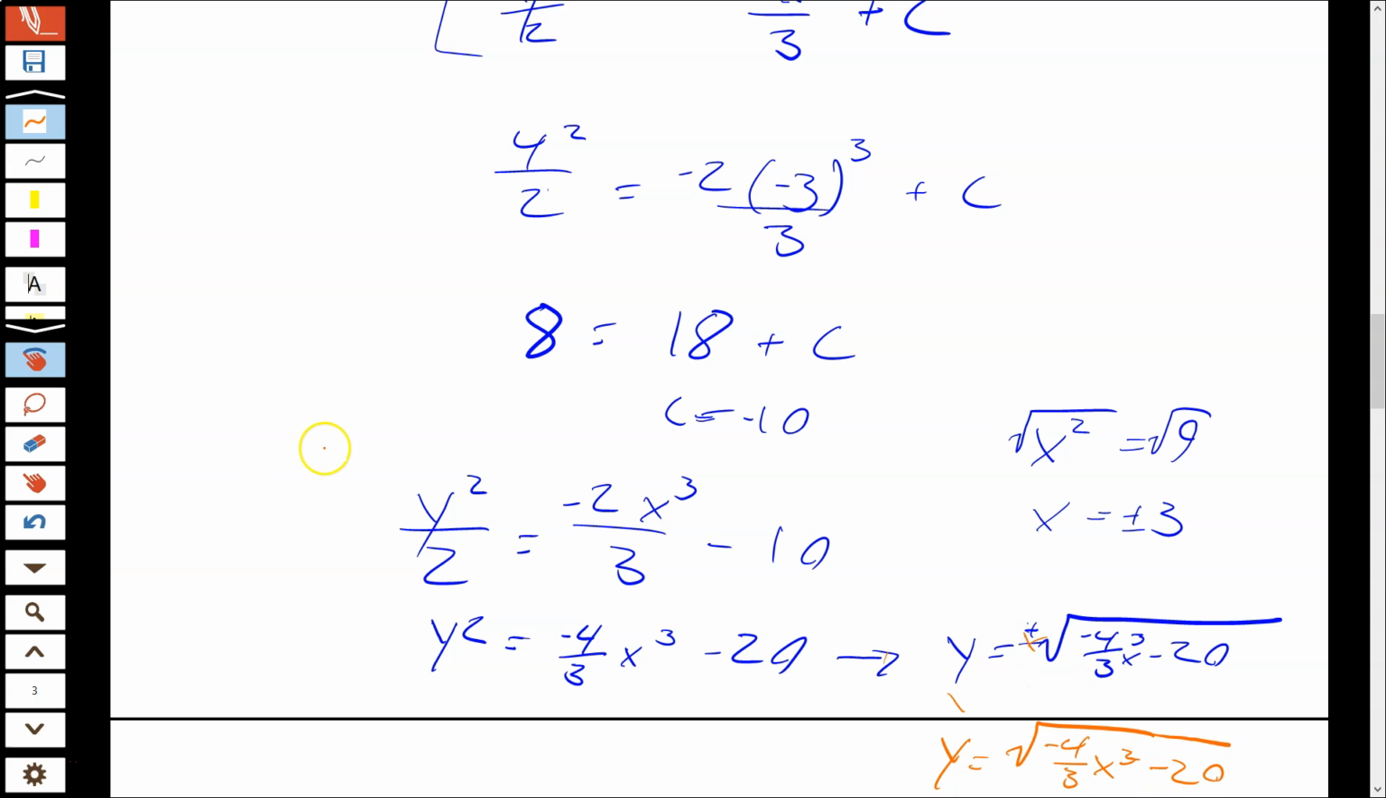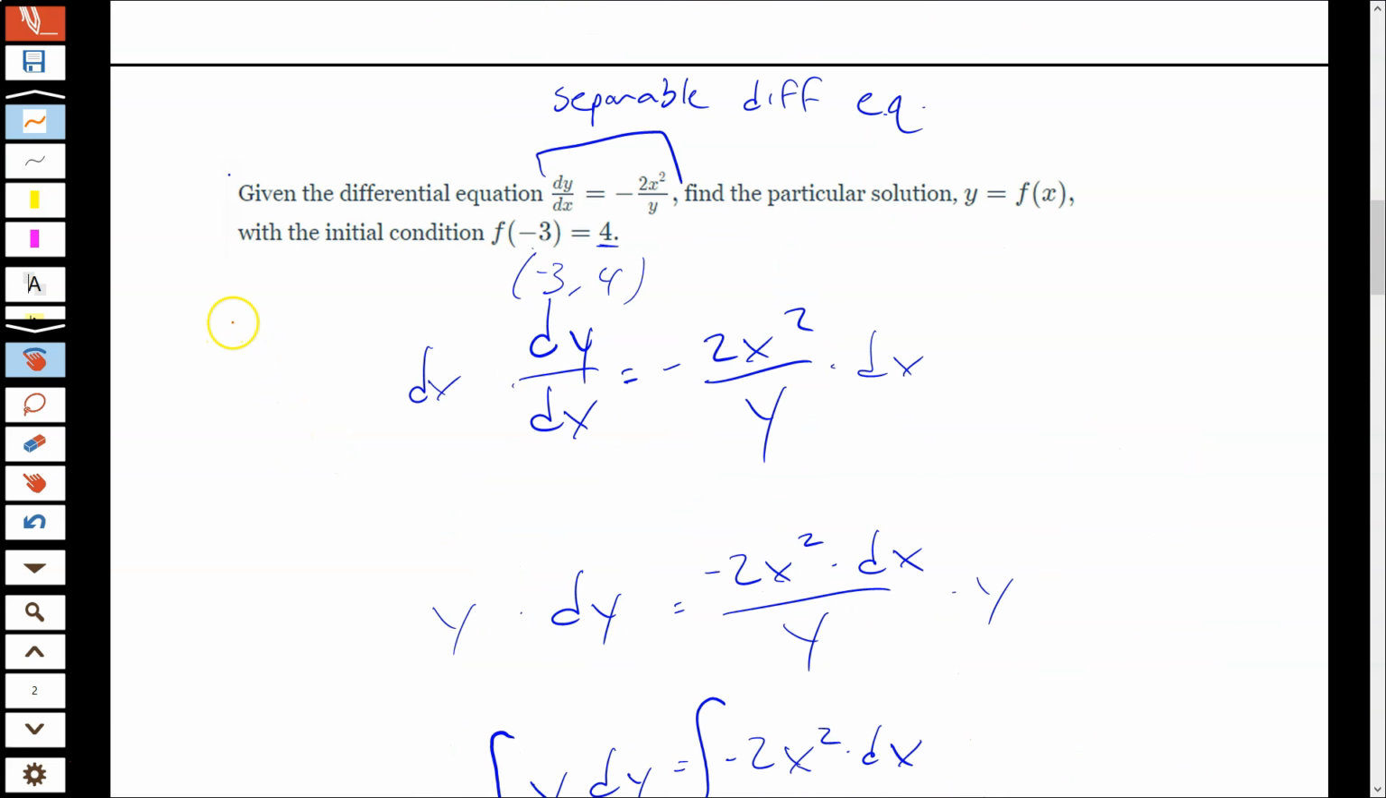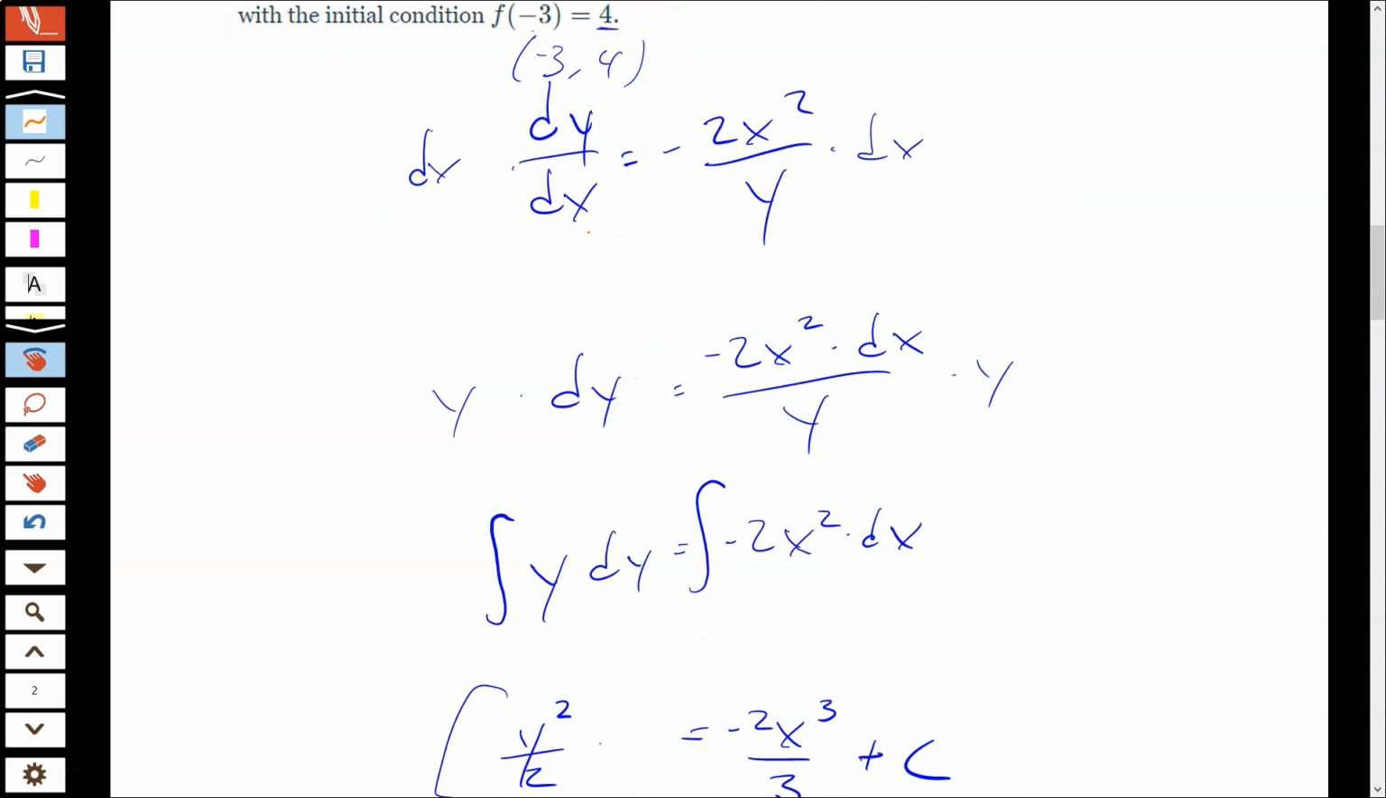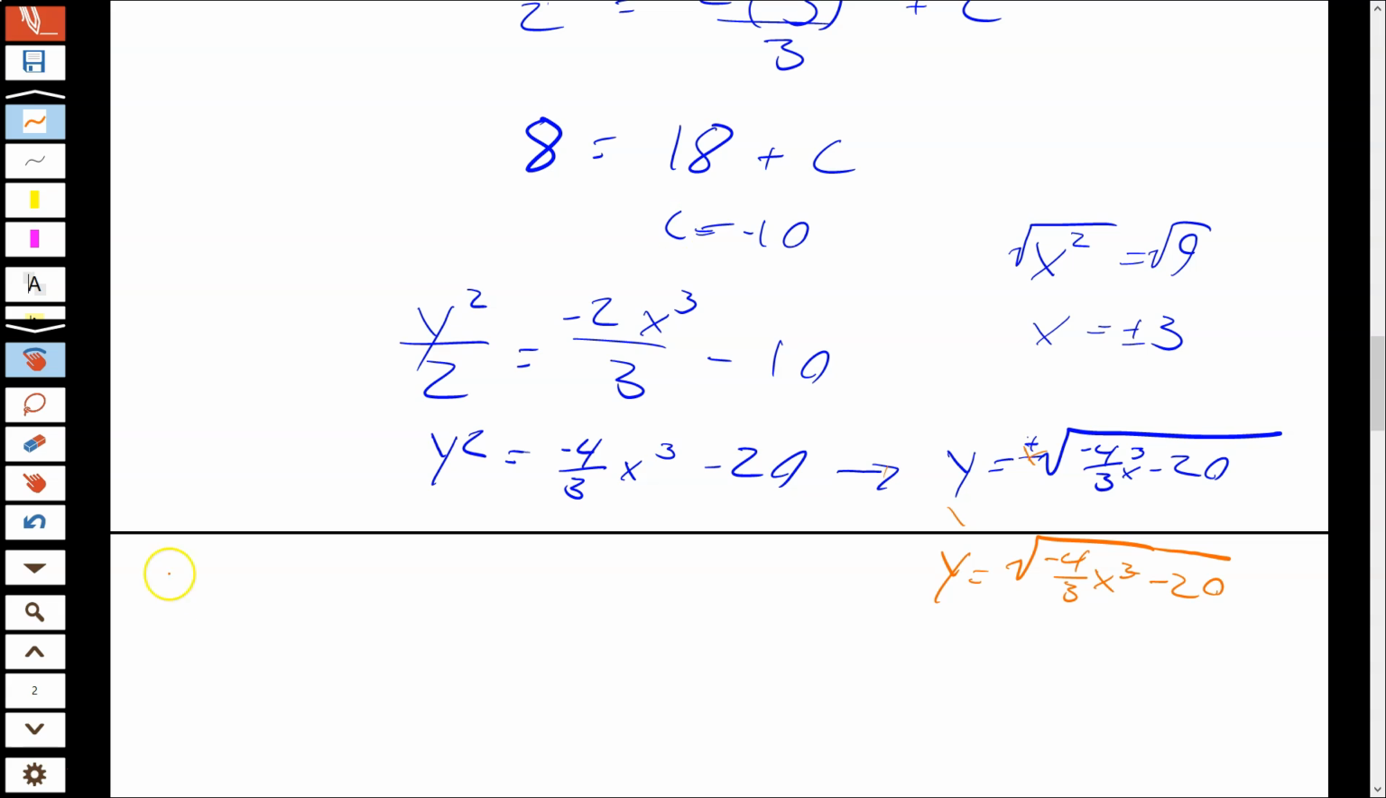But if my initial condition had been negative, so let's say that it was f of negative 3 equals negative 4, I would have kept the negative result instead, because otherwise there would be no way to get that negative number. Okay, so this is the solution to my differential equation, and I think the hardest part is actually solving for y, which you rarely have to do on the AP exam.